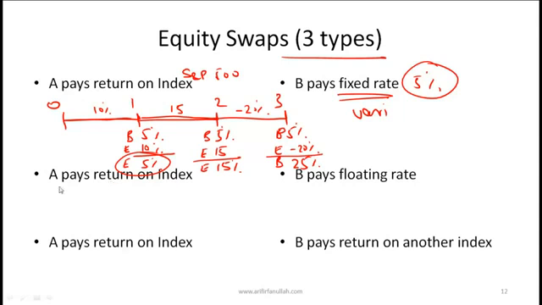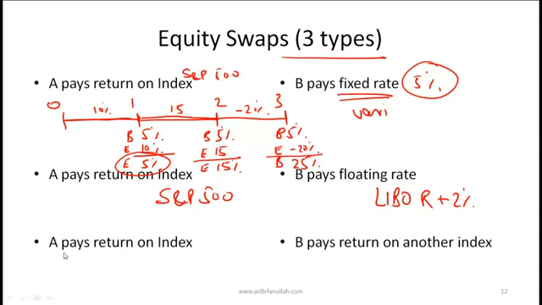We can have party A pays a return on the index, that again can be, say, S&P 500, and party B pays a floating rate. So rather than paying this 5%, let's say party B pays LIBOR plus 2%. So that's another example. Now here again, LIBOR will be determined at the beginning of every period, but the return on the S&P 500 will be based on the return for the overall period. So here again, we will not know what the payment is until the end of the period.